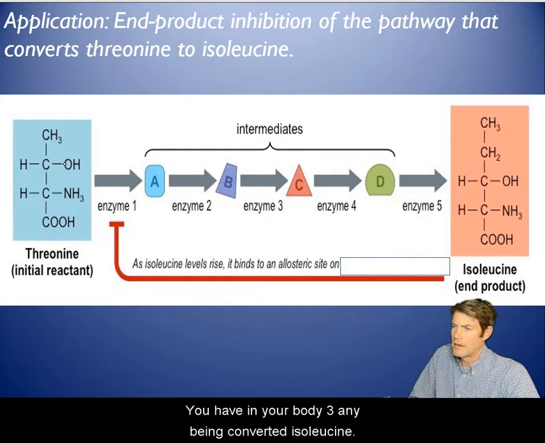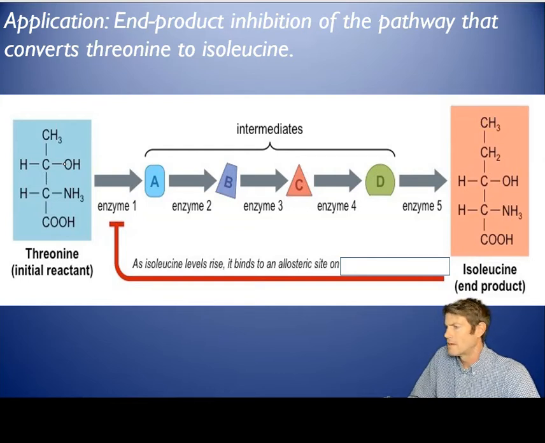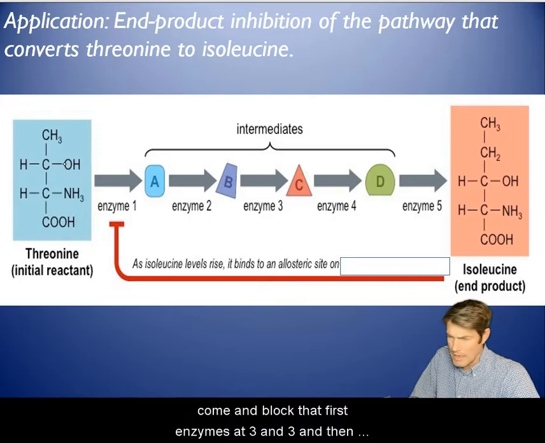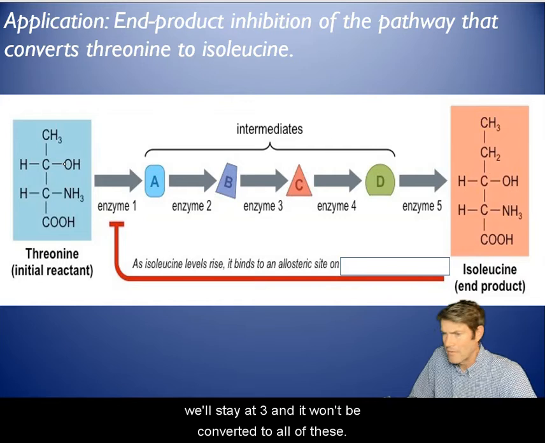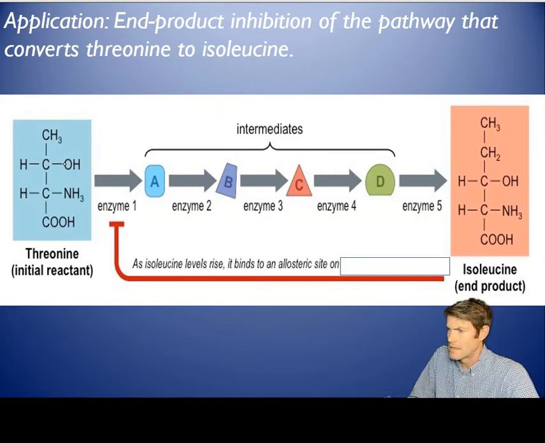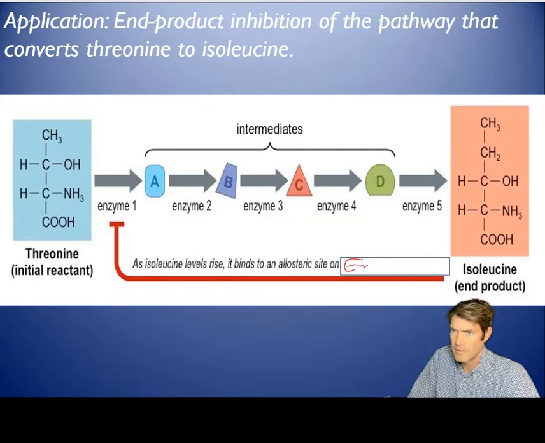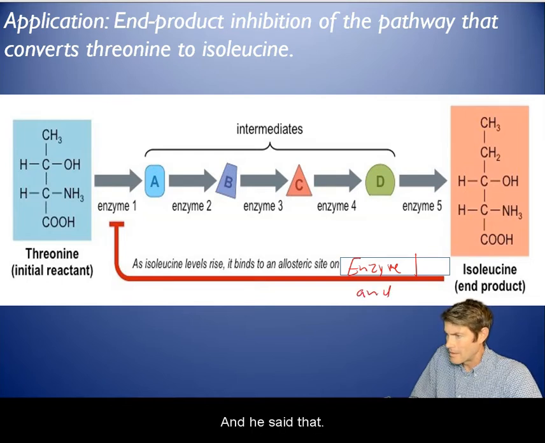You have in your body threonine being converted to isoleucine. And once you have enough isoleucine, it'll come and block that first enzyme. So that threonine will stay as threonine. It won't be converted through all of these different intermediary products. So this is enzyme 1. Enzyme 1, and inhibits it.